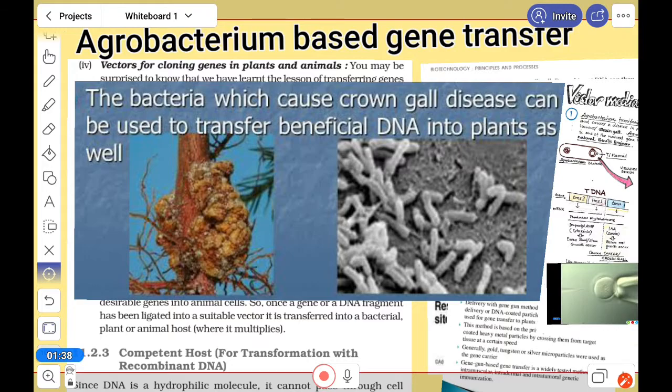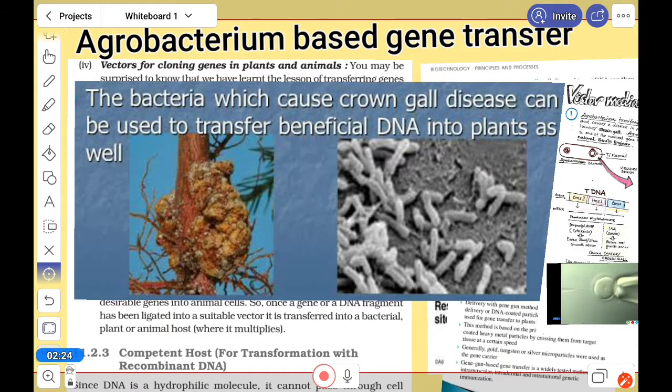But you know that this type of thing does not cause harm like the cancer in us. It is not like that. The bacteria can stay there, and the plant also will not die. So from Agrobacterium we get a feature: the genetic material, the plasmid of the bacterium, can very easily attach to the dicot plant.